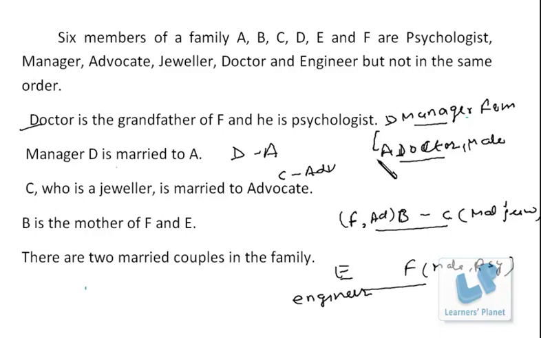Now we got the complete information. Here D is manager and female and is married to a doctor, male. Here B and C are married to each other. B is female advocate and C is male jeweler. F is male psychologist. E is engineer, but we don't know the gender of E, whether male or female, right? Now let's begin to take the questions.